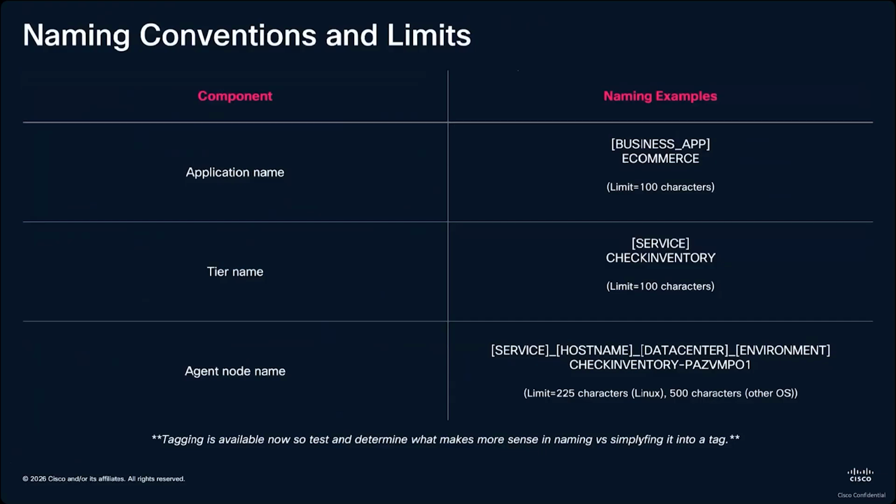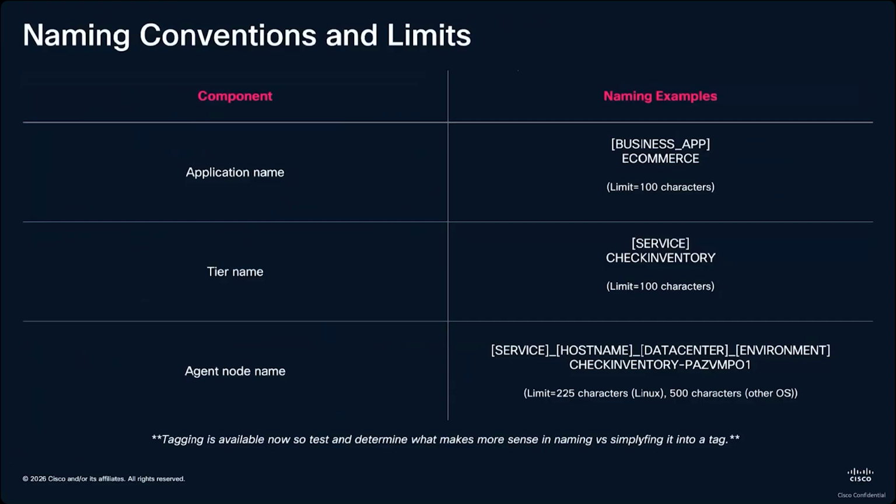But like Kelvin said, there are more things that you could utilize nowadays, where before the only option was your tier and node naming. Now you also have some tagging availability. So definitely try to figure out what's going to be better to put in the name versus tagging. And I highly recommend, when you're doing the deployment, test it out and try it a few different ways, and then set that as your template going forward for everything else.